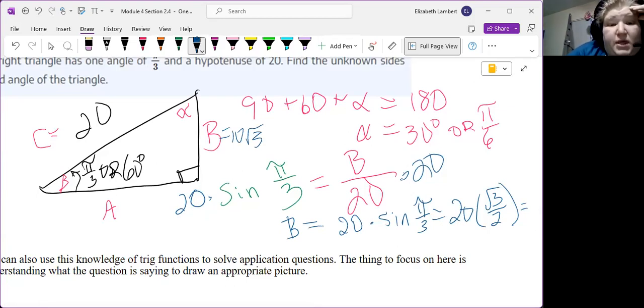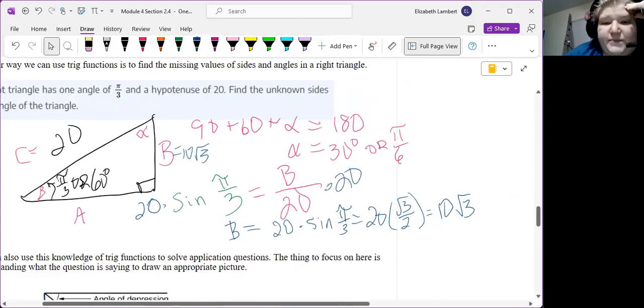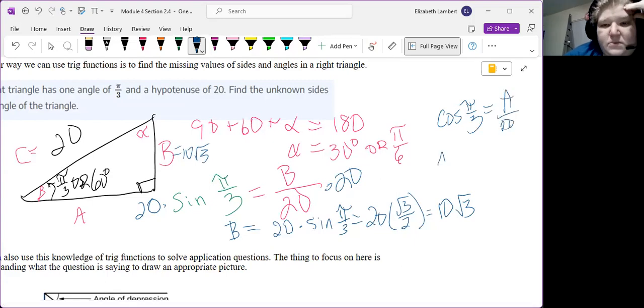Now, if we do the cosine of pi over 3, we actually know what that one is. We had the square root of 3 over 2 already, so the cosine's going to be 1/2. But let me go ahead and write that over here. That's going to be a over 20. So we get 20 times the cosine of pi over 3, which is 20 times 1/2. So we get 10.